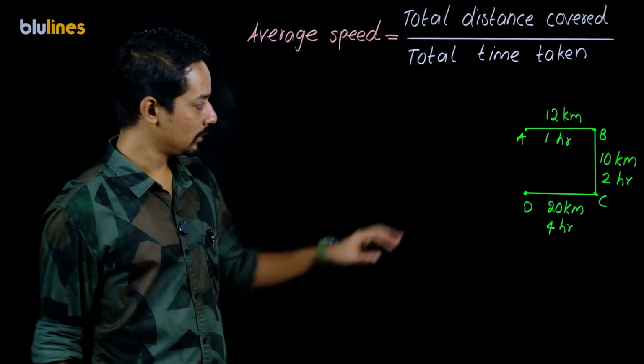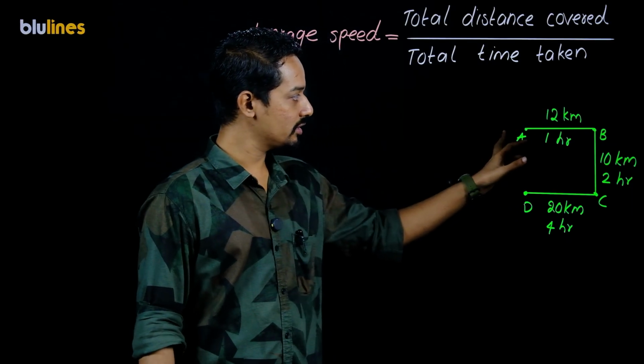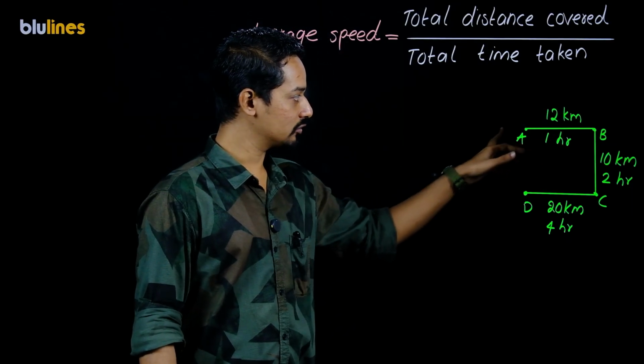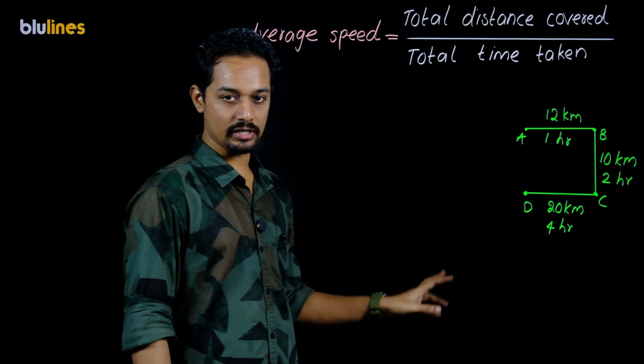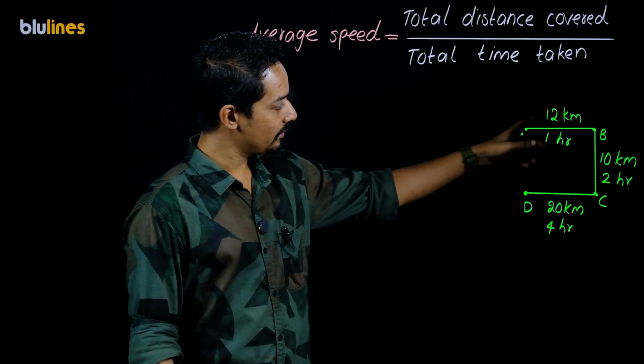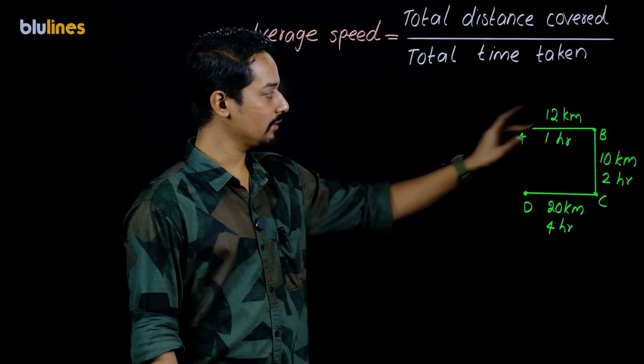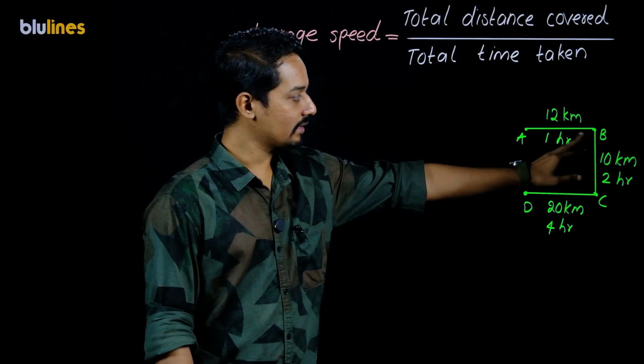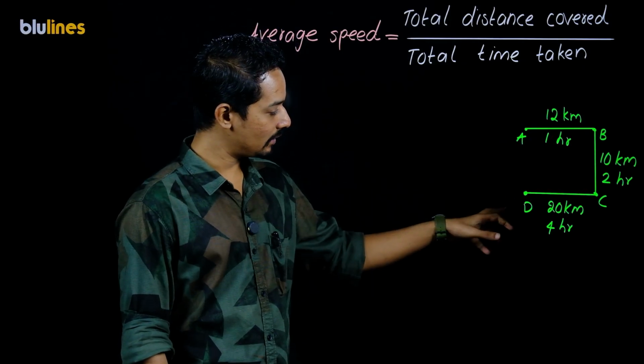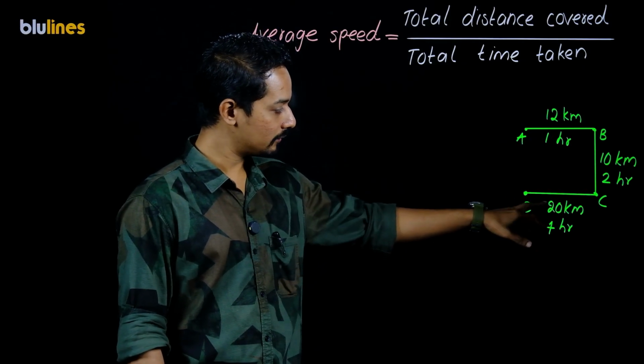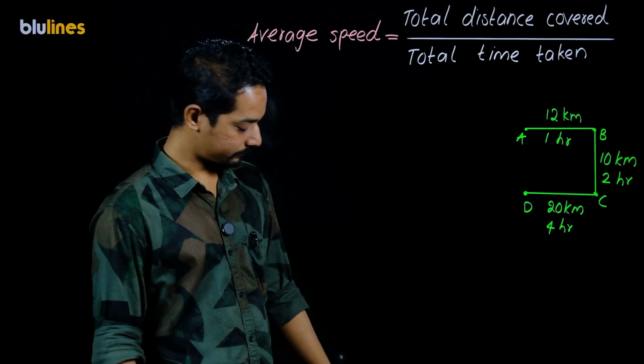Let's do a small problem. Here the total journey is from A to D. It has gone through A to B, B to C and C to D. AB is 12 kilometers, covered in 1 hour. BC, 10 kilometers, is covered in 2 hours. And finally, CD, 20 kilometers, is covered in 4 hours.